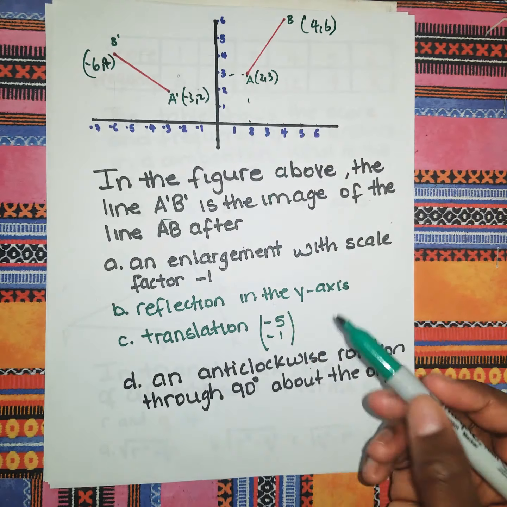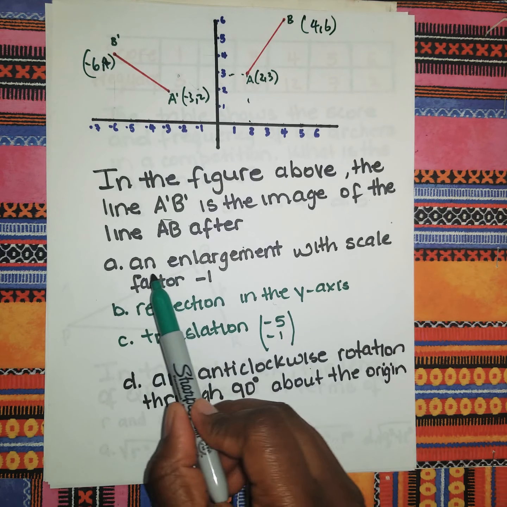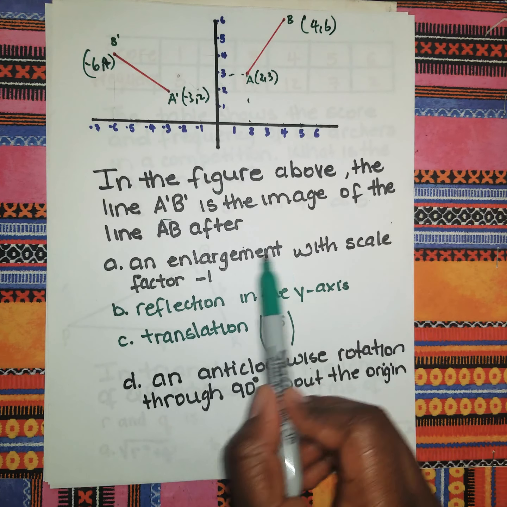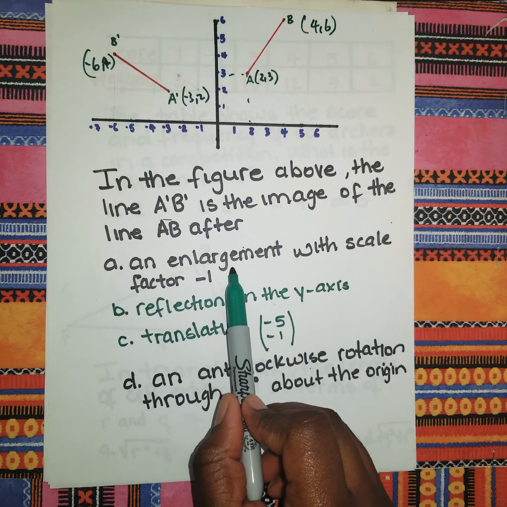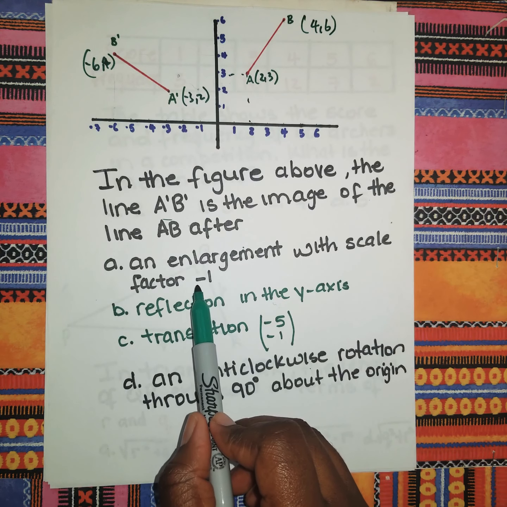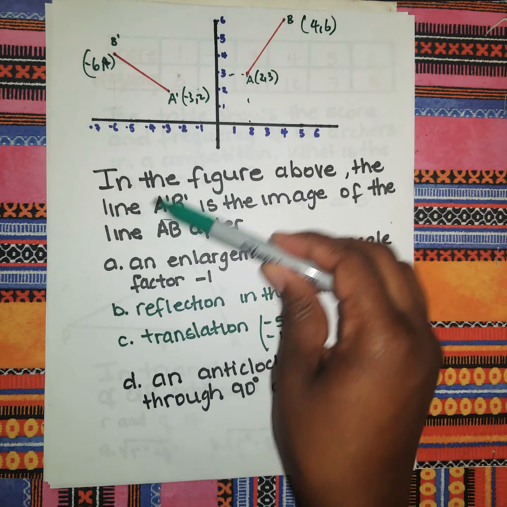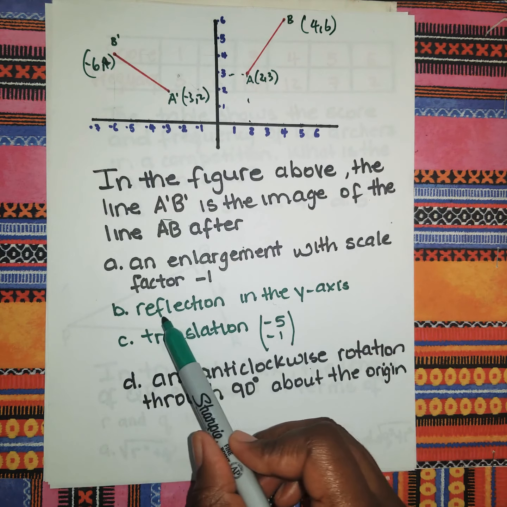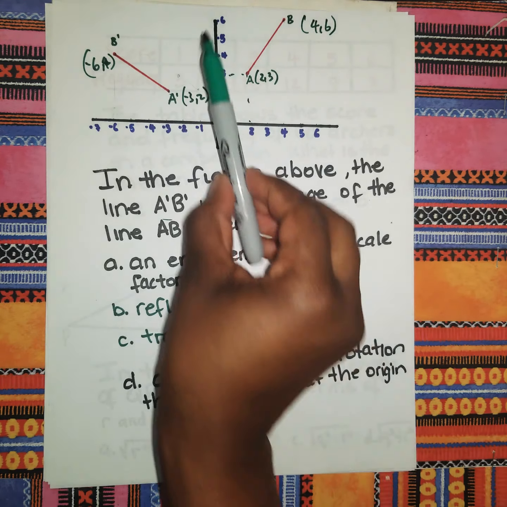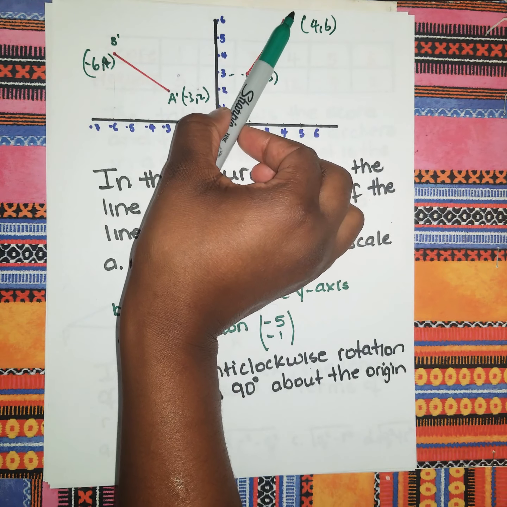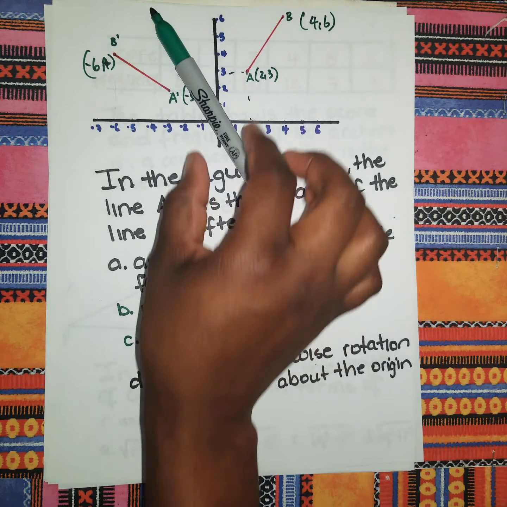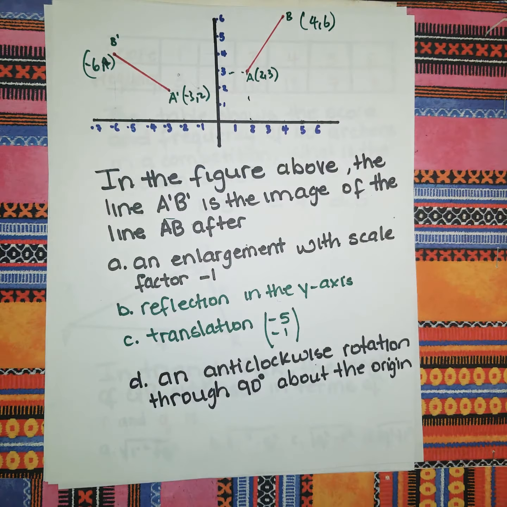So of the 4 we're given, we know it's not enlargement. Enlargement with a scale factor of -1 would mean on the opposite side, but it will be somewhere down this way. Then reflection in the y-axis. This is the y-axis. If this was reflected, it would be somewhere over here, where the marker is standing. So we know that's not reflection.